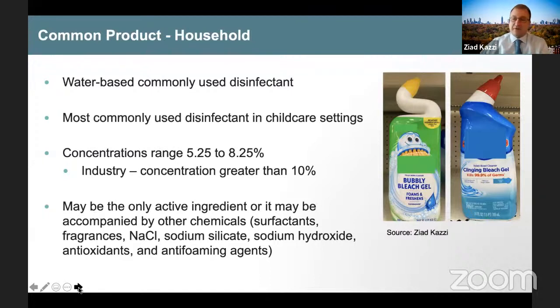The other confounding issue with sodium hypochlorite, which is the chlorinated bleach, is that it is often mixed with additional chemicals like surfactants, fragrances, sodium chloride, sodium silicate, sodium hydroxide, antioxidants, and anti-foaming agents. And if you go to a supermarket or a store, you will find there are numerous different products that are based on sodium hypochlorite bleach, but have a variety of other ingredients in them. Next.